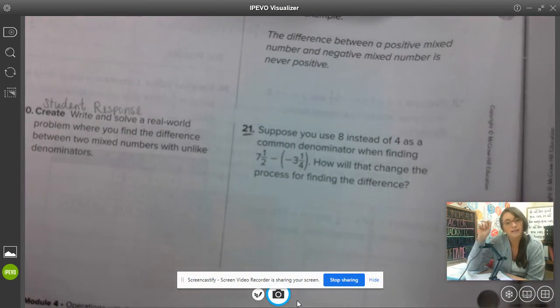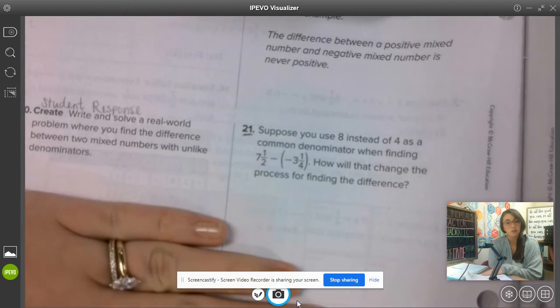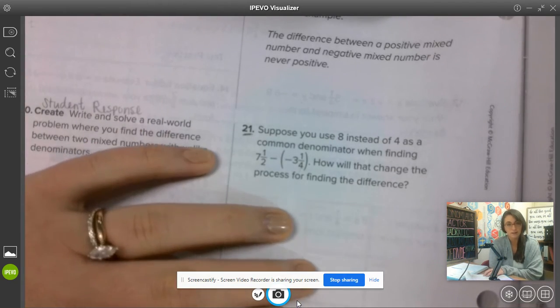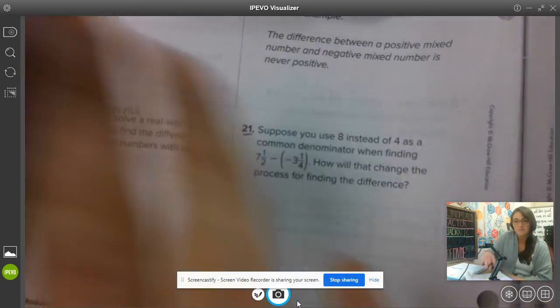Suppose you use an 8 instead of a 4 as a common denominator when finding the difference in those two fractions. How will that change the process for finding a difference? Folks, when you use a denominator or a common denominator that's not the smallest, all it does is make your numbers bigger, okay? Now, I want you to demonstrate that here on paper, and then you're going to put it in words when you submit this online, okay? Great.